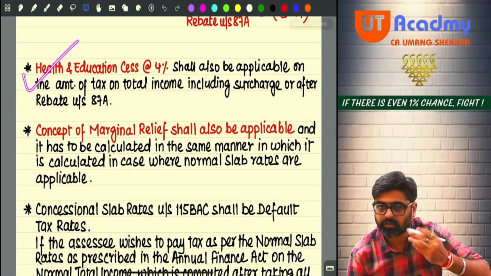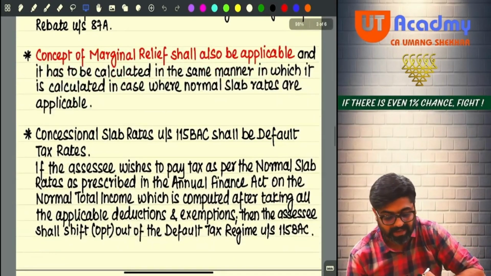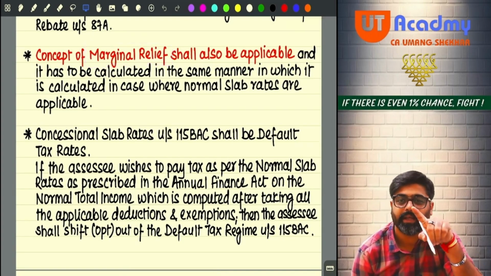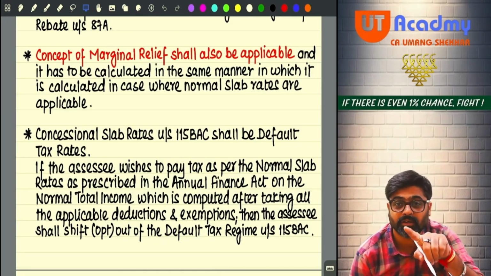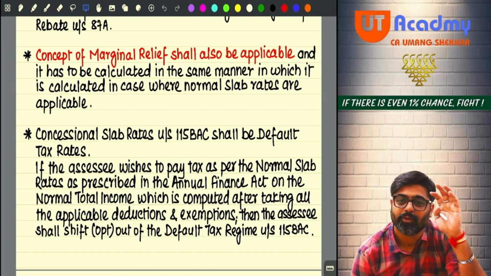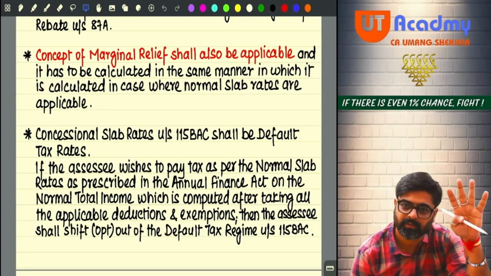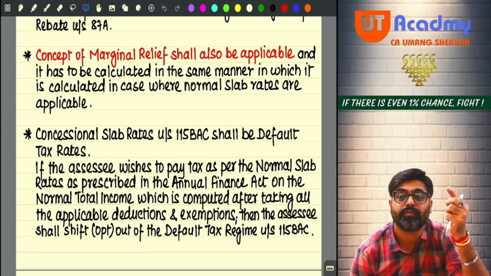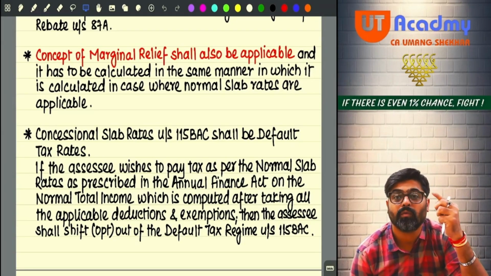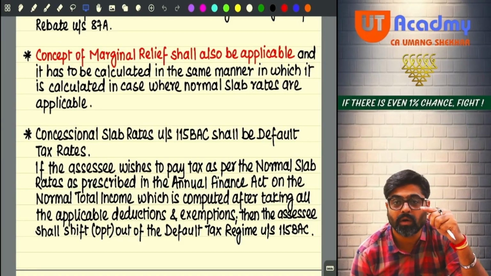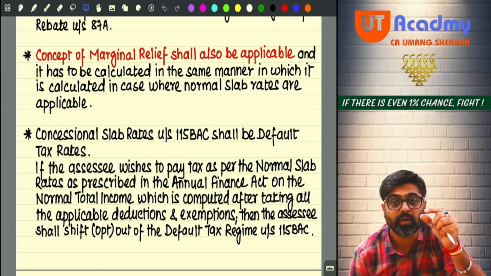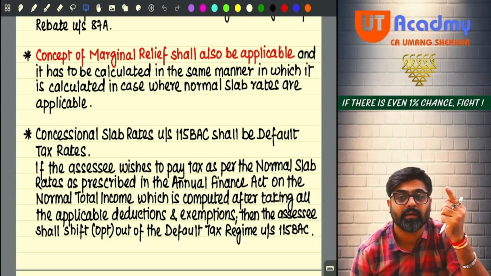This health and education cess I have told. Next, marginal relief concept we did. Do you remember? Yesterday, in one question also we did marginal relief. There, 115 BAC tax rates were applicable. So the marginal relief concept remains same. Whenever your total income goes above 50 lakhs or 1 crore or 2 crores or 5 crores, you are liable to pay surcharge or you are liable to pay a surcharge at higher rate.